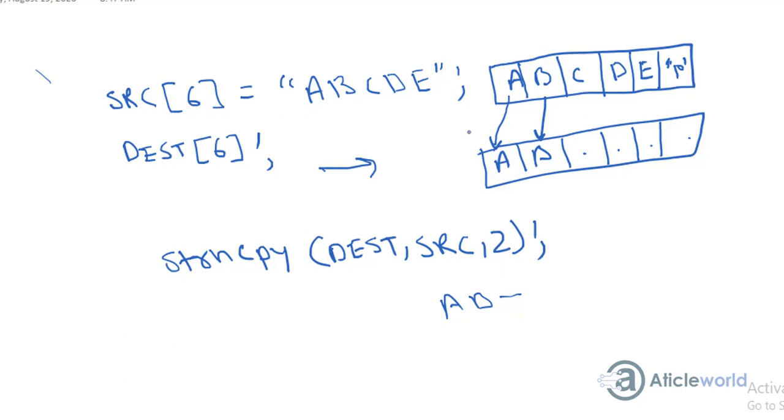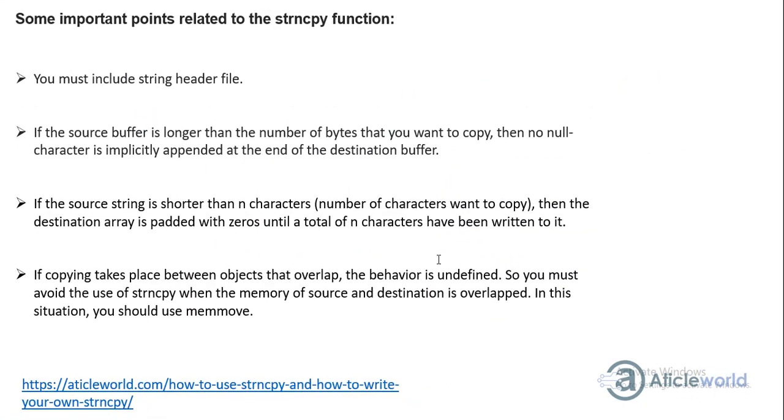So let's see another important point related to strncpy. The third point is also an important point. It explains what will happen if the length of the source buffer is smaller than the number of bytes which you want to copy. strncpy appends 0 till the n characters. So let's also see an example to understand this concept.